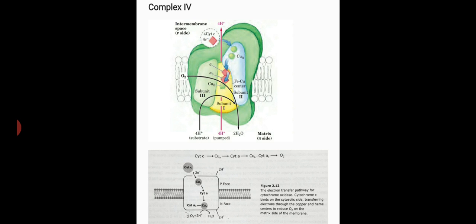Complex 4, or cytochrome C oxidase, catalyzes the transfer of electrons from the reduced form of cytochrome C to molecular oxygen, eventually resulting in the formation of a water molecule.